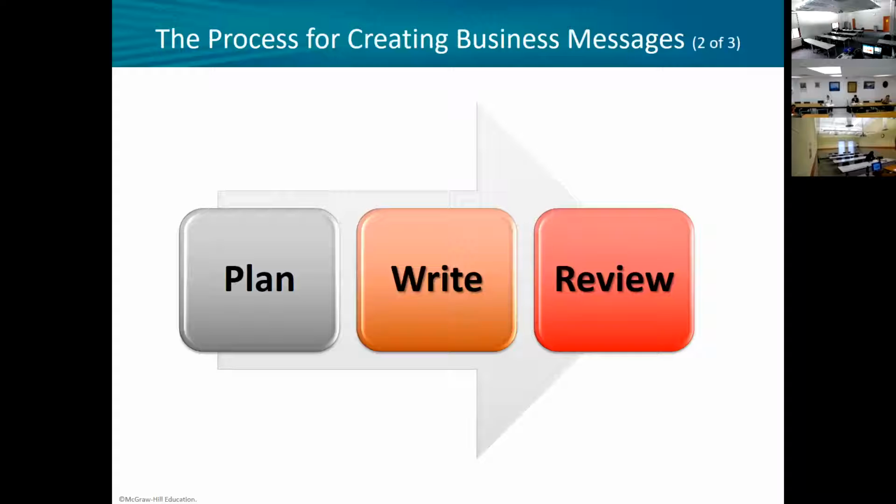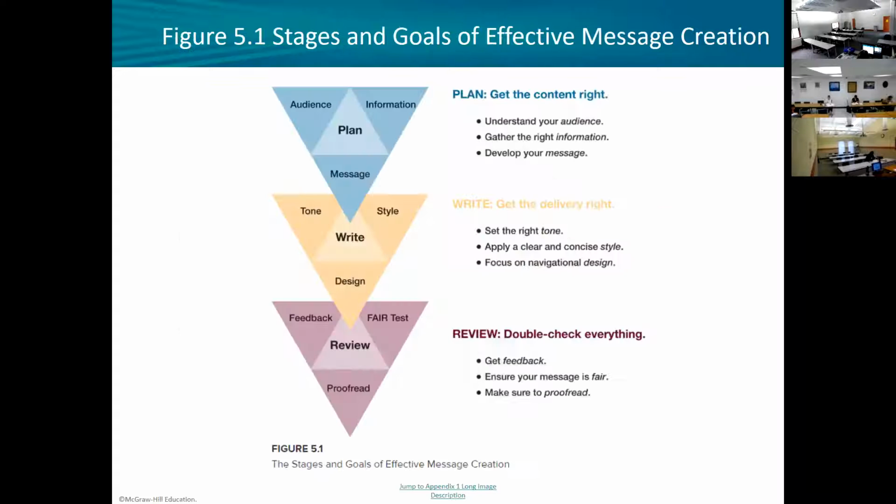We will use this planning, writing, and reviewing arrow here. We'll talk a little bit about each one of those. Planning is to get the content right. You need to understand who your audience is, gather the right information, and then develop your message. So all of that takes place before you ever put your fingers on the keyboard or put your pen to paper. Then you write, which means you want to set the right tone, okay?